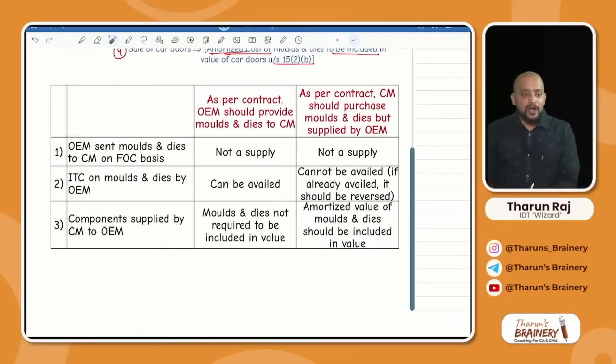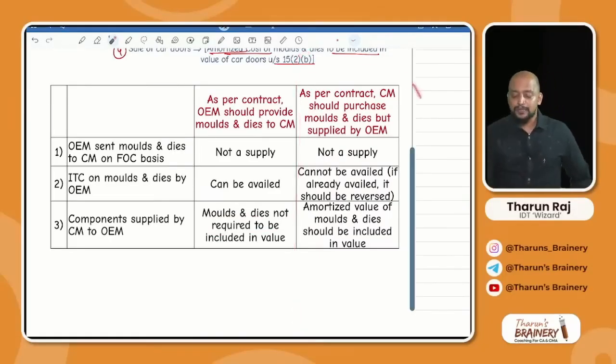Now, I have just given this in two parts. First, as per contract, the OEM should provide molds and dies to the component manufacturer. Okay. Now, who is sending? The OEM is sending molds and dies to the component manufacturer on a free of cost basis. It is not a supply. Can the ITC be availed on molds and dies by the OEM? Yes. Whether the components, like the car doors, supplied by the CM to the OEM, whether the value of molds and dies is to be included in value or not included in value? Not included in value.